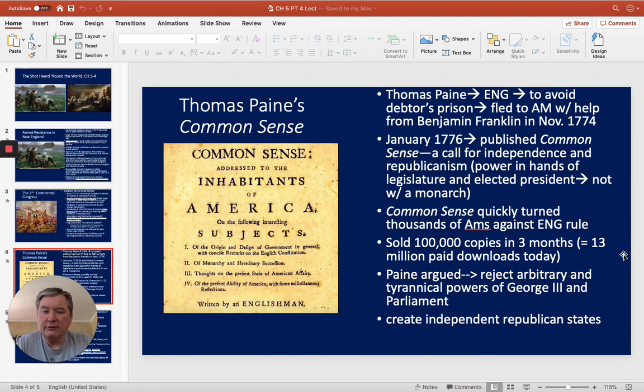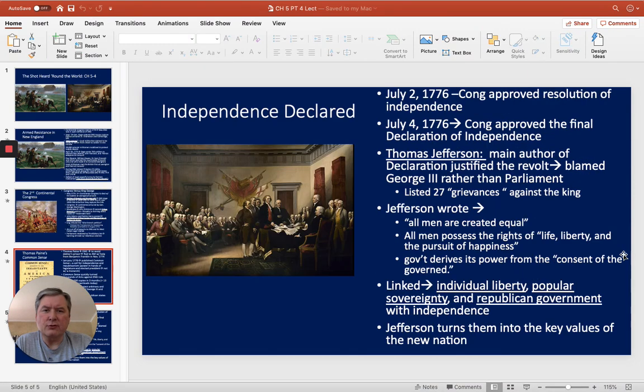And when he got here, he wrote this little pamphlet called Common Sense, which called for independence of the colonies, and republicanism, which is power in the hands of the legislature and an elected president, not with a monarch. So he's looking forward to the type of government we're going to have eventually. It sold 100,000 copies in 3 months. That's the equivalent, I think, today of 13 million downloads. And he argued that we should just reject King George, which takes us to the Declaration of Independence.